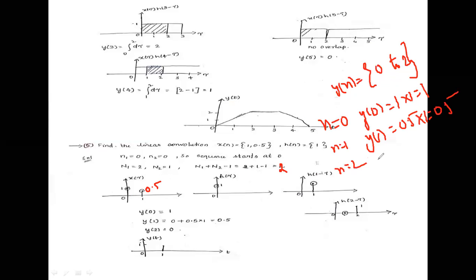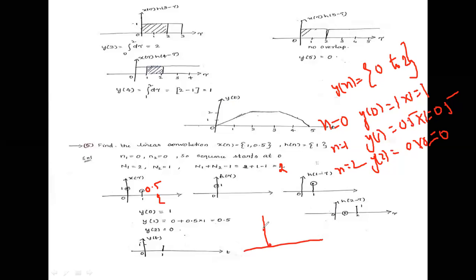And n is equal to 2. Y of 2 is equal to, now it is shifted. There is no sample here, 0 into 0, 0 only. Then after you can draw the graphical representation.